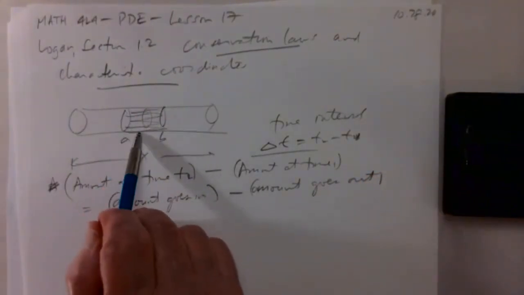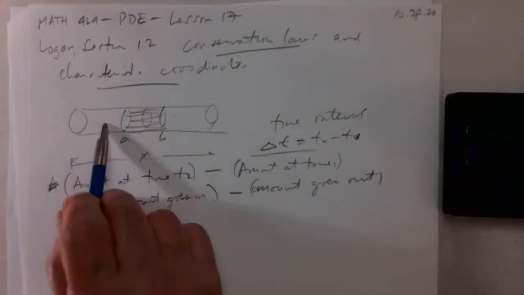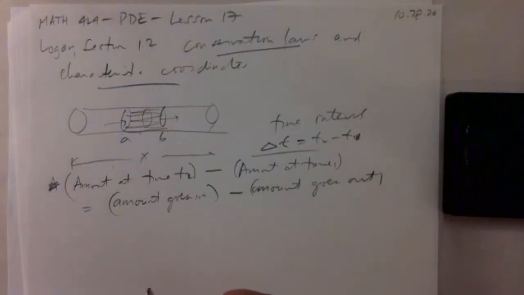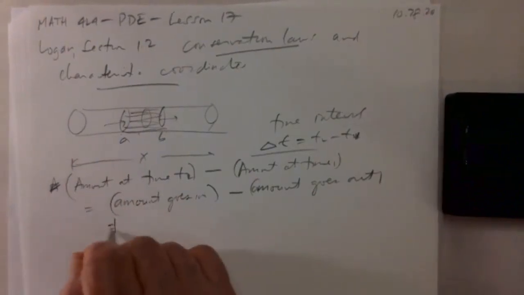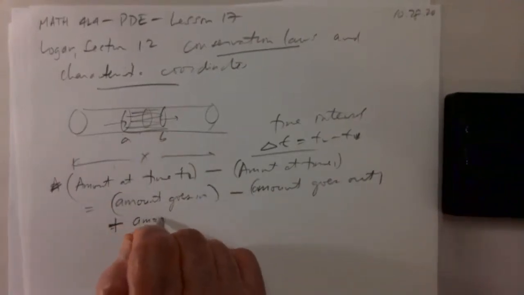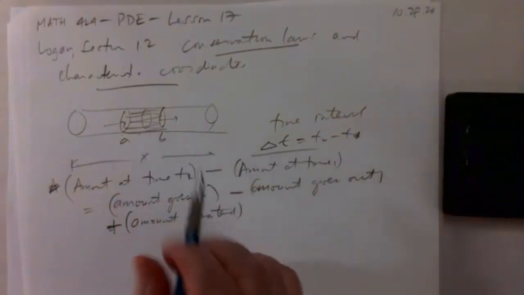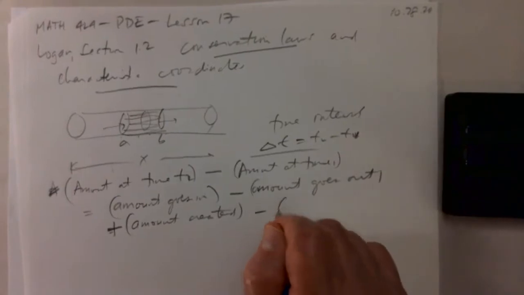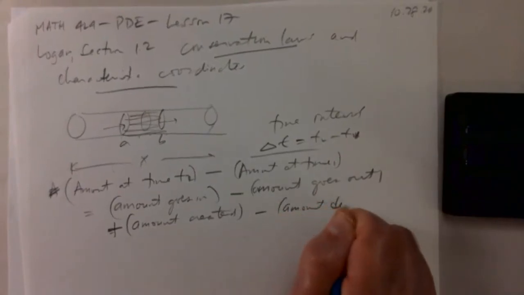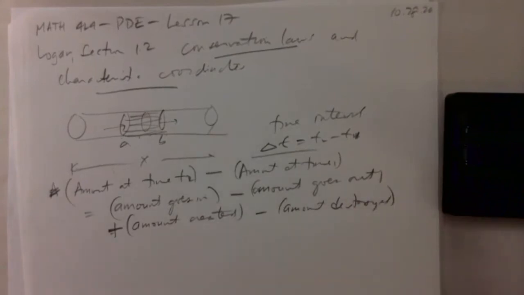So in this region of the tube, from time T1 to time T2, a certain amount might go in and a certain amount might go out. You also might have not material going in or coming out, but a certain amount that's created inside the tube. And you might have a certain amount that's destroyed inside the tube. So that is some measure of the difference in the amount of material in the tube.